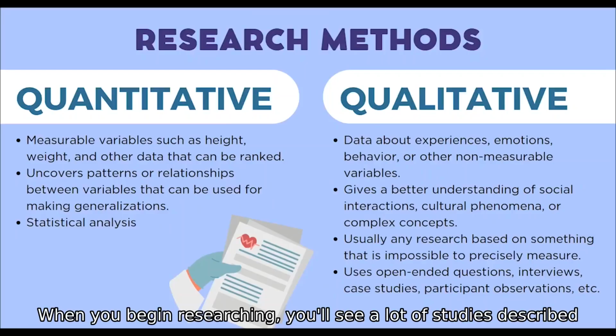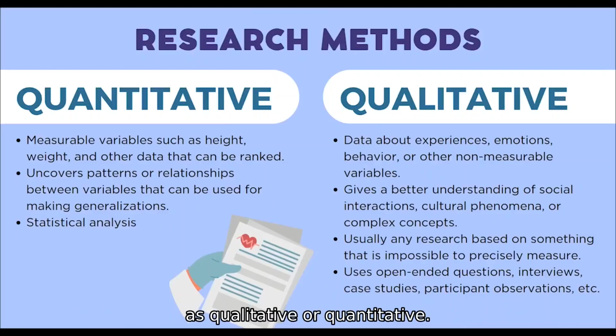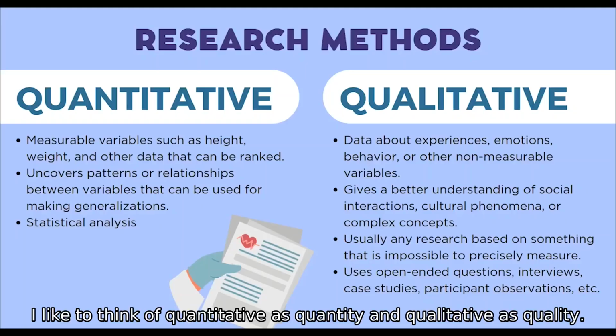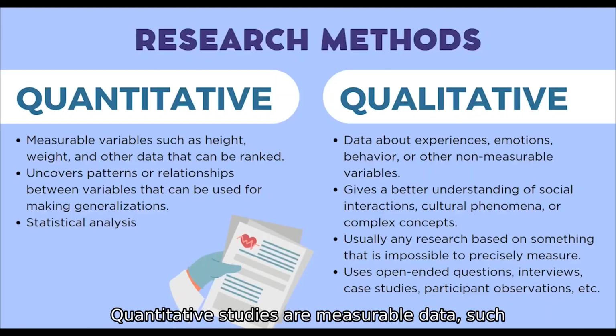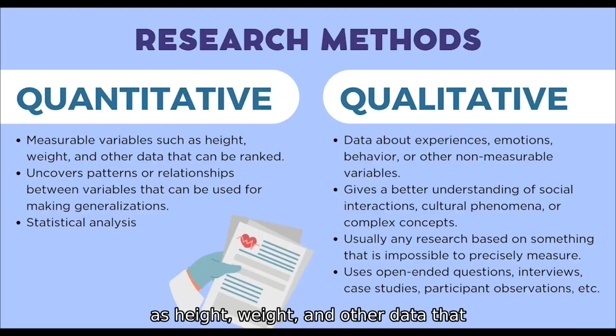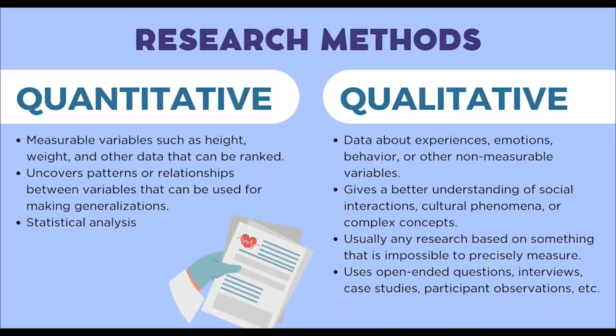When you begin researching, you'll see a lot of studies described as qualitative or quantitative. There's a big difference between the two. I like to think of quantitative as quantity and qualitative as quality. Quantitative studies are measurable data such as height, weight, and other data that can be ranked. These statistics can uncover patterns or relationships between variables. The results can be statistically analyzed.